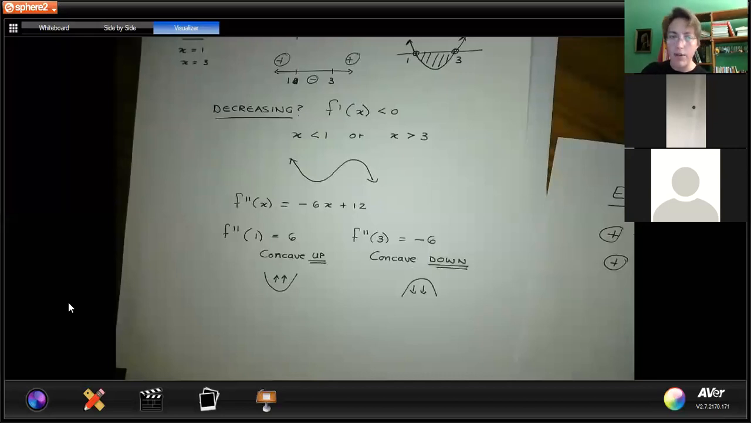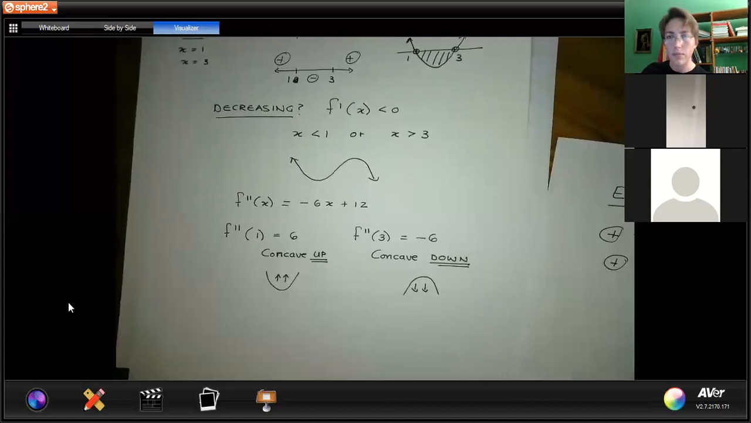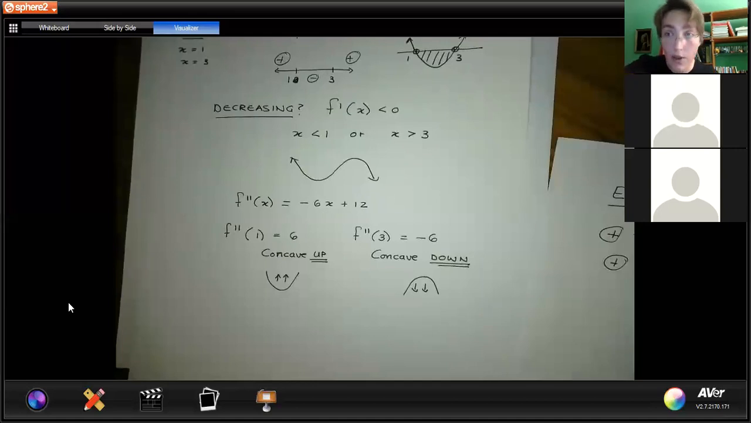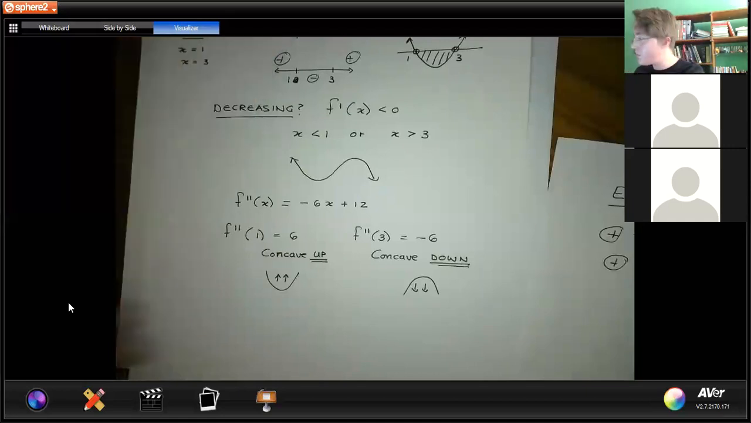Are there any questions about this, the whole idea of the stationary points? Anyone? Does it make sense? That's all I'm asking. Okay. Right.